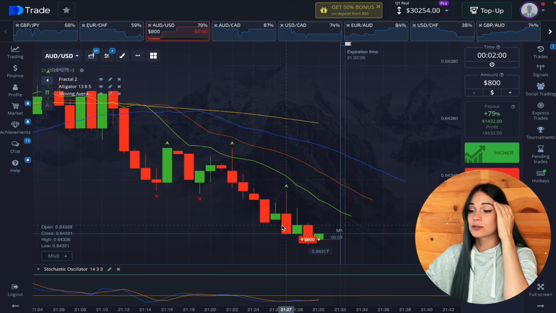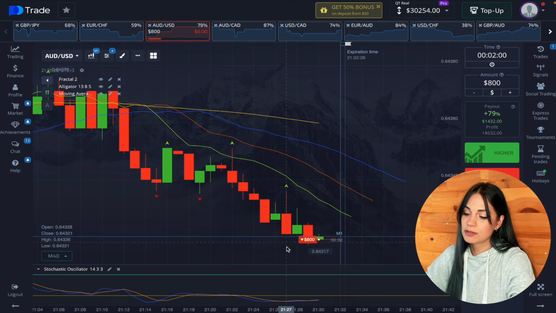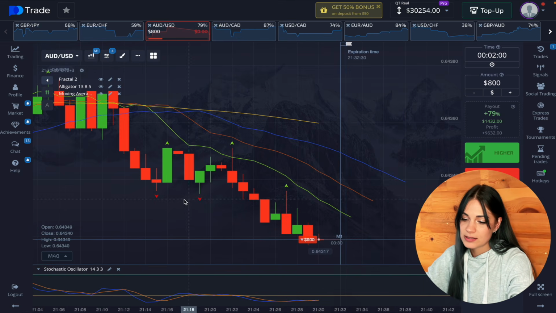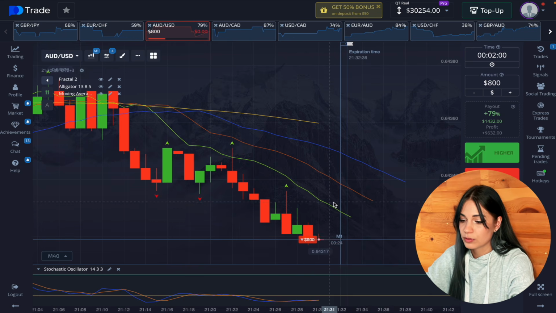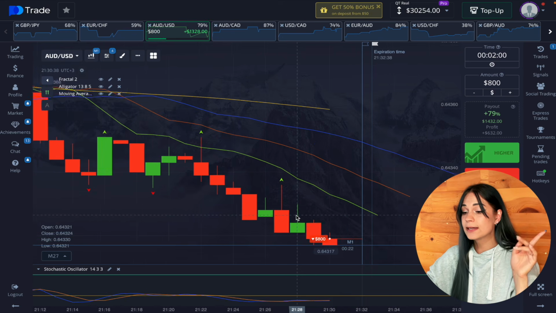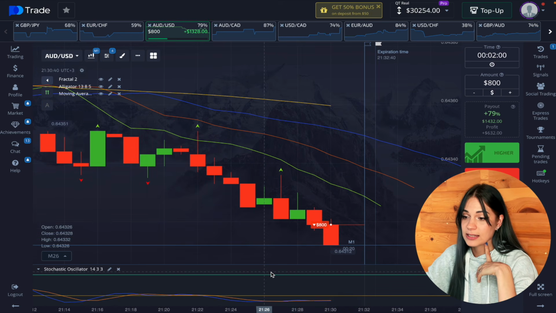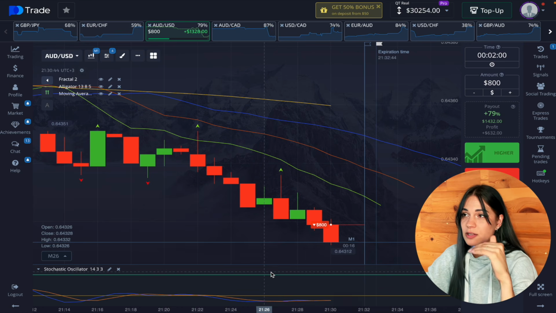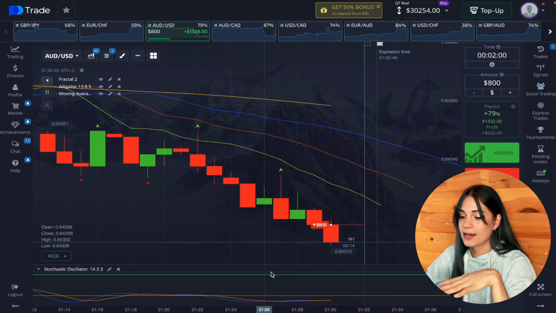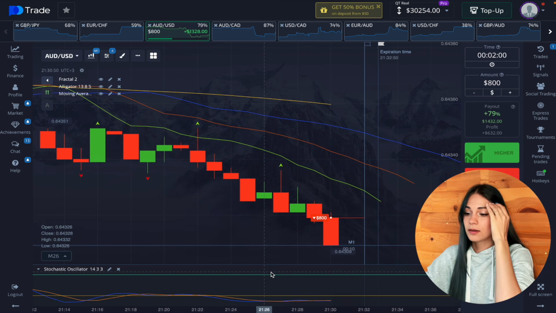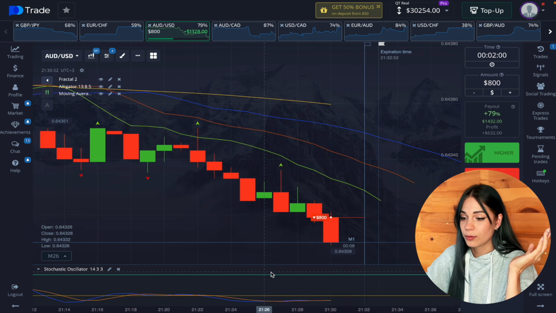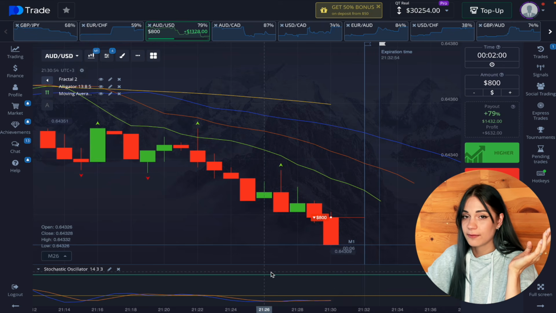So opening the deal right here is really risky, but we see that stochastic has been in this zone for a while, and it's ignoring the zone, and the price is continuously going down. That basically means stochastic is signaling a really strong downtrend that is not going to reverse. Now we are just going to wait for the result and see if I was right.